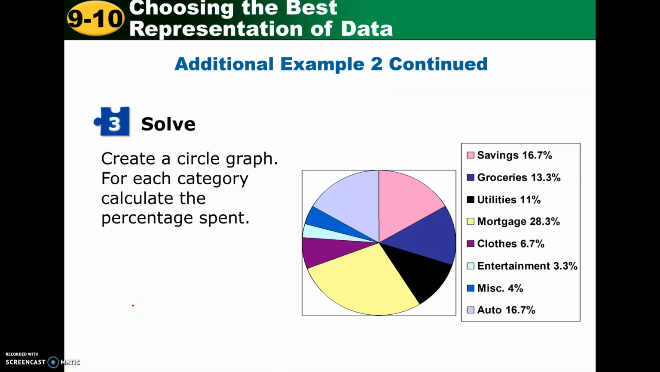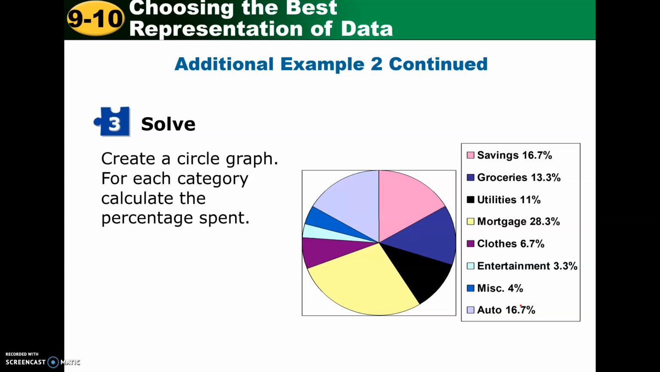Okay, so after I divided those numbers and multiplied by 100, I got these percents here. In order to make a circle graph with this amount of detail, you would have to do that in Excel or something. So don't worry about making a circle graph with numbers that detailed. It would just be done on a computer program. There's also a site called Create a Graph. It's a website where you can make circle graphs on there.